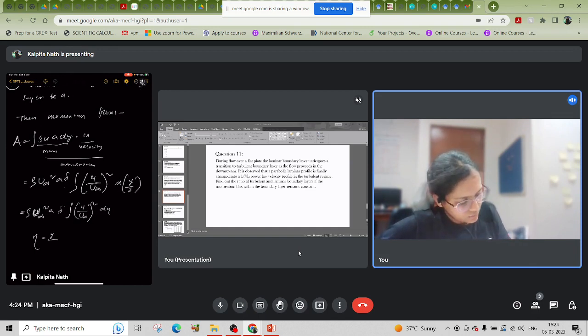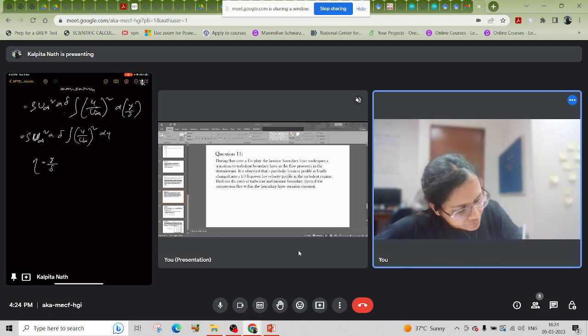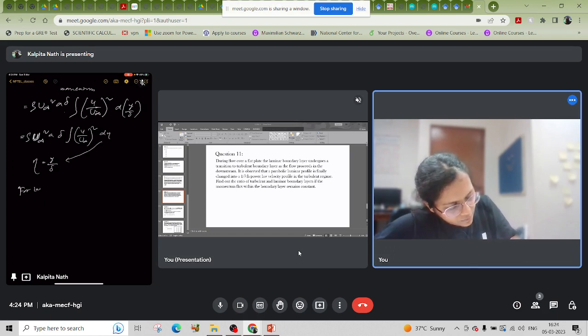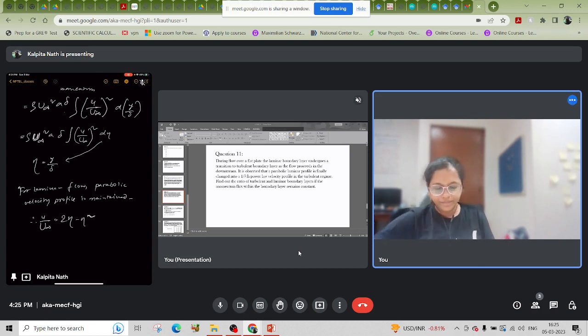Now, where eta here is equal to y by delta. For laminar flow, parabolic velocity profile is maintained. It is already said. Therefore, small u by capital U infinity is equal to 2 eta minus eta square. How did this come? Let me show you. One second.